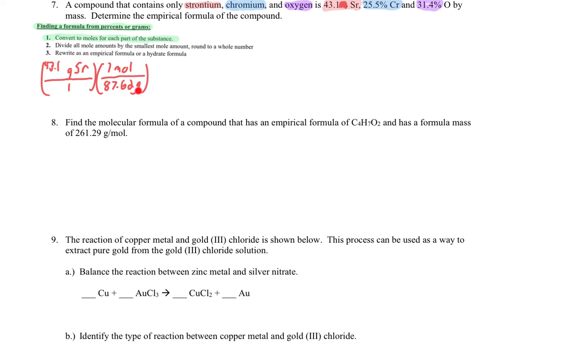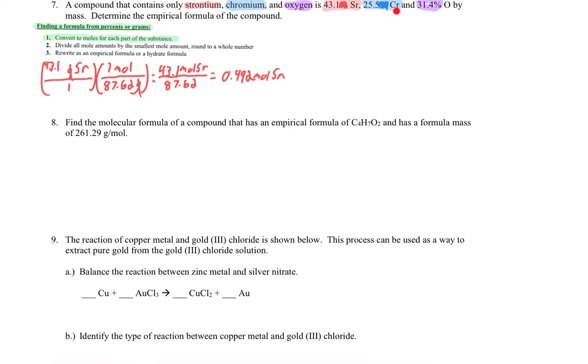The grams cancel each other out, and we get 43.1 moles divided by 87.62. Type it in a calculating device, and we get 0.492 moles of Sr. But I have to do this for each part of the substance.